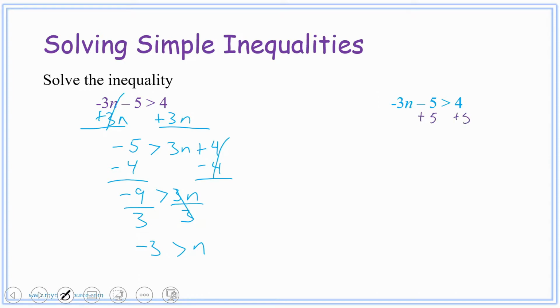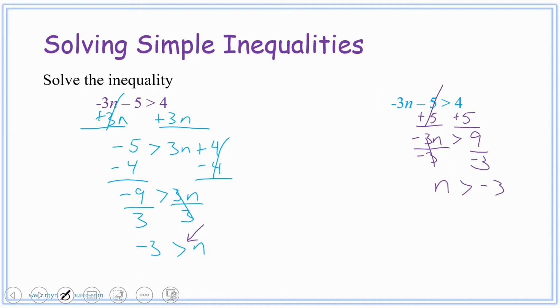Now, if I didn't change the negative 3n to the other side, but instead move the negative 5 by adding 5 on both sides, we're going to get something slightly different when dealing with inequalities. So here the 5's cancel. We have negative 3n is greater than 9. And then we divide both sides. We want n by itself, so we divide by negative 3. Now when we do that, look what happens here. That is not the same. That says n is greater than negative 3, but here it says n is less than negative 3. And this is where that rule comes in.